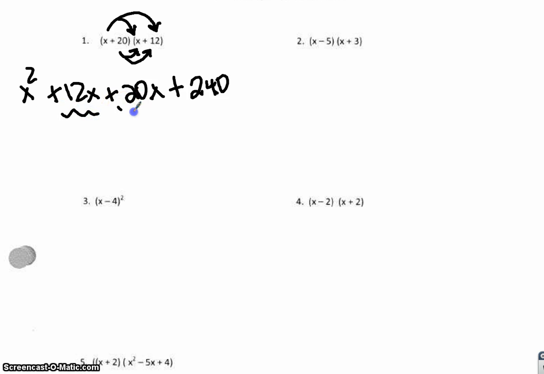The 2 in the middle should always combine. X squared, 12 plus 20 is plus 32x. Bring down your plus 240. Make sure you put either a plus or a minus between every term.